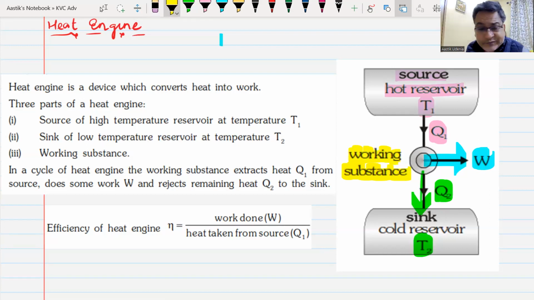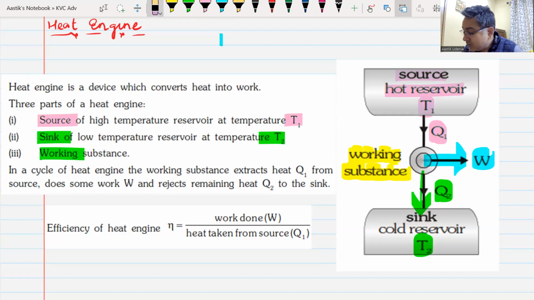So basically, this heat engine consists of three main parts. One is the source at a temperature T1. One is the reservoir or sink at temperature T2, and the third one is a working substance, that is your gas which is working.